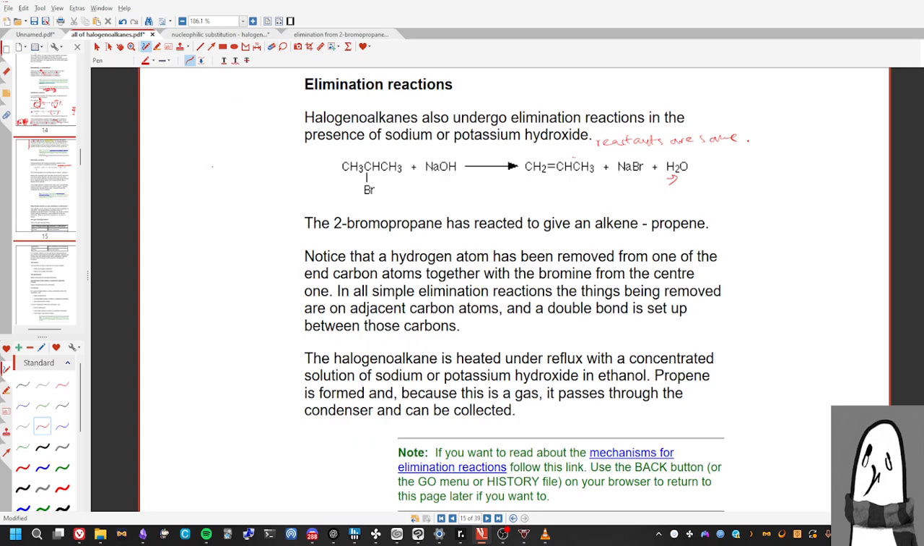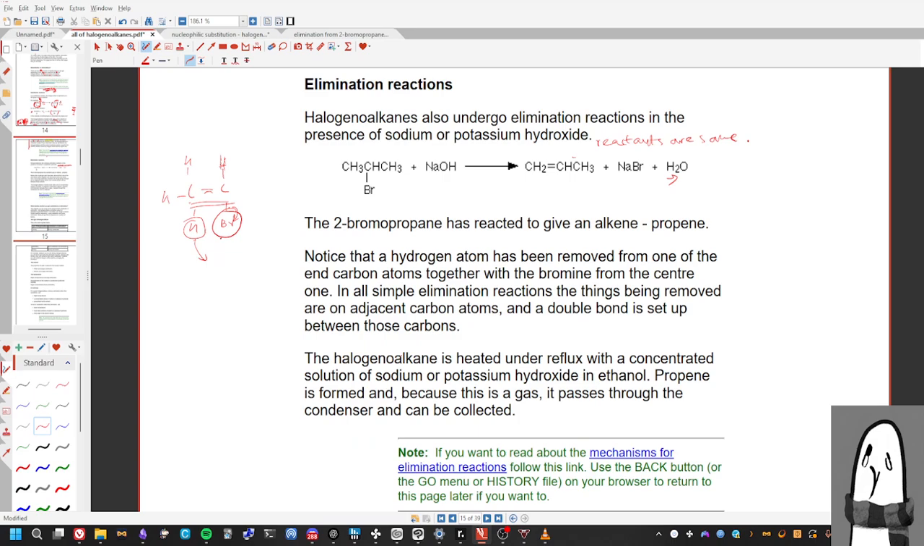What they're saying is, originally you had this. We're having CH, and these are all H's. Now, I'm not even sure how this works, but the Br left and formed the double bond, and as a result, one of these hydrogens has to go as well. Again, what they're saying is the things being removed are on adjacent carbon atoms. So H and Br are on adjacent carbon atoms.